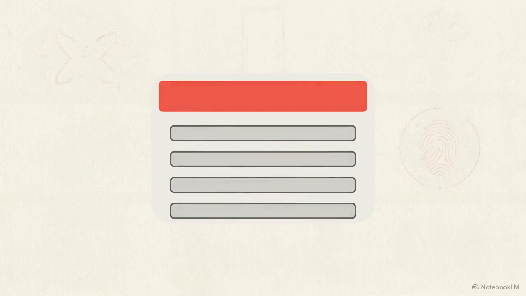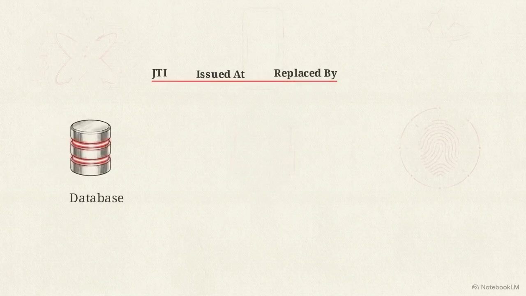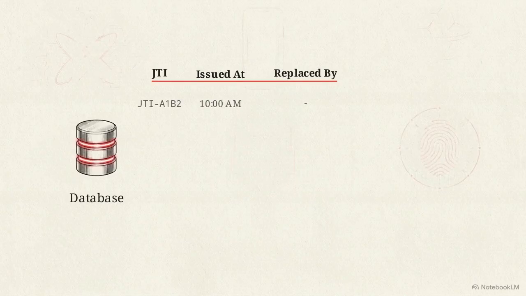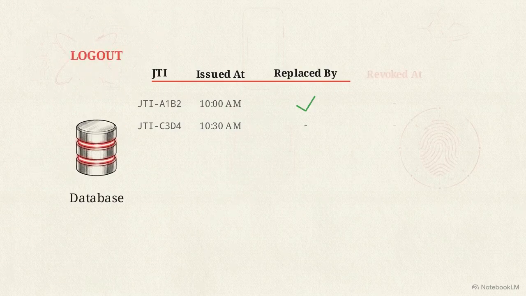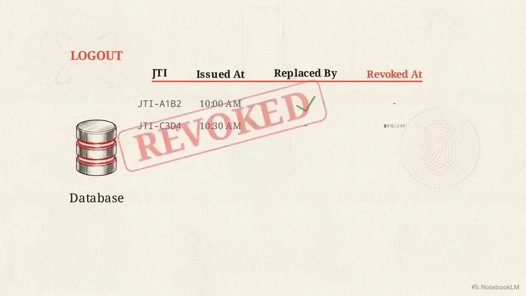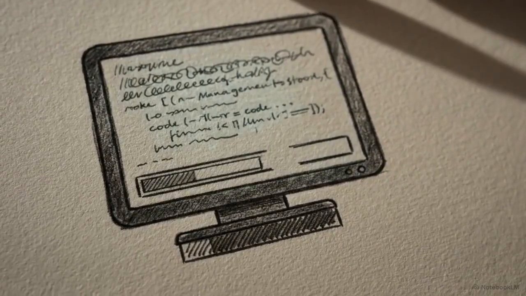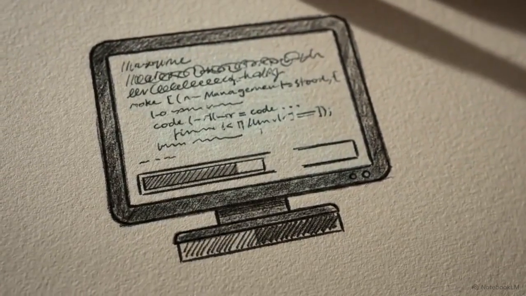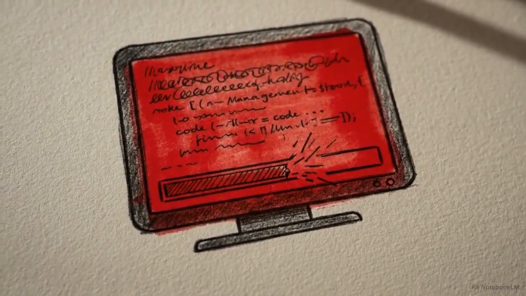On the back end, replay attacks are neutralized through rigid token rotation. The database tracks every refresh token via a unique JTI. With every silent refresh, the server issues a new JTI, flagging the old token as replaced. If a user logs out, the server explicitly revokes that active JTI with a timestamp. Because the database checks this exact ID on every request, a stolen token is rejected the moment it is presented, regardless of its expiration window.